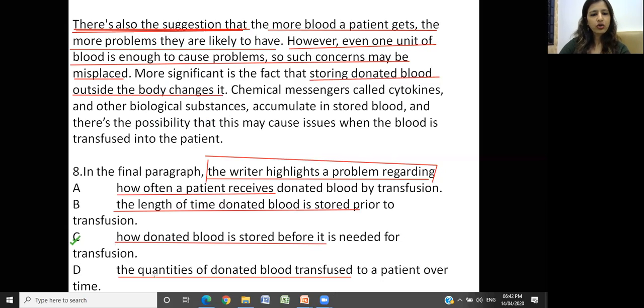Not how often, not how much quantity, not length of time, because it doesn't say that if you store it after 24 hours it changes, or after 12 hours it changes. The fact that it is stored outside the body changes it. So this gives me the answer as C. C is the correct answer here.